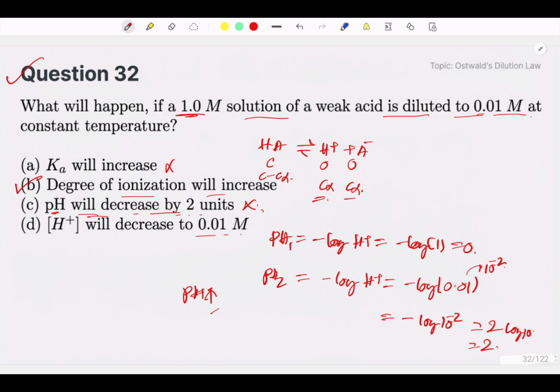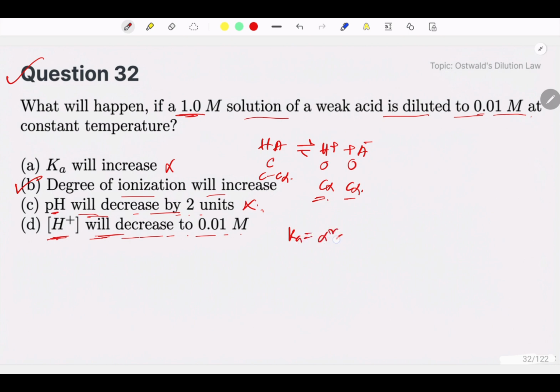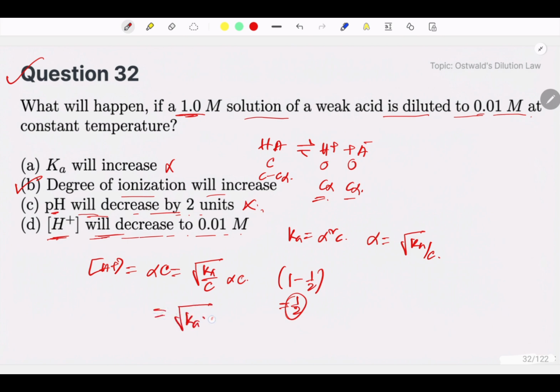Next, the H plus concentration will decrease to 0.01 molar. The thing is that K is alpha square C, so alpha is equal to root over K upon C. On the other hand, the concentration of H plus is equal to alpha C, not alpha square, alpha C. By putting the value root K by C into C, the power of the concentration is one minus half, which is half. So the final value will be root over K into C.